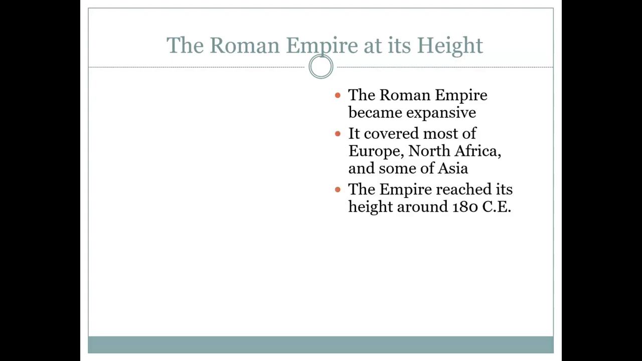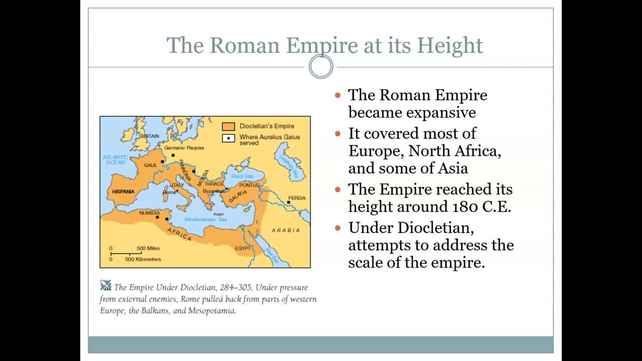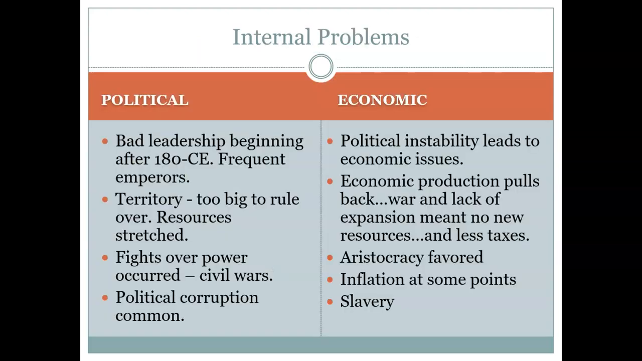The Roman Empire got so big, however, that there are some attempts to manage it a little bit better. One of these comes under the Emperor Diocletian, who attempts to split the empire up. And this is where we really see the halves of the empire, the East and the West. The East will become largely called the Byzantine Empire, and the West will be dominated by invasions of Germanic peoples.